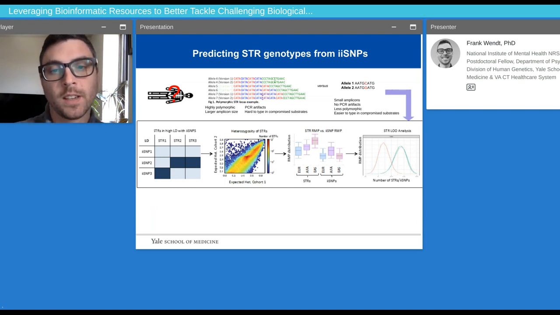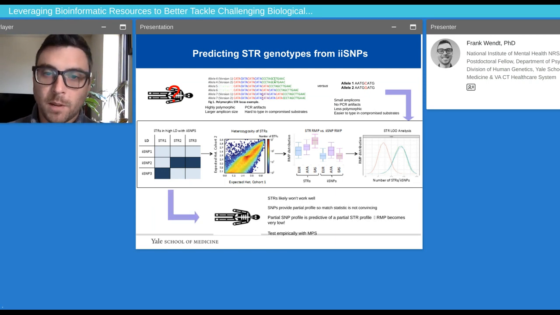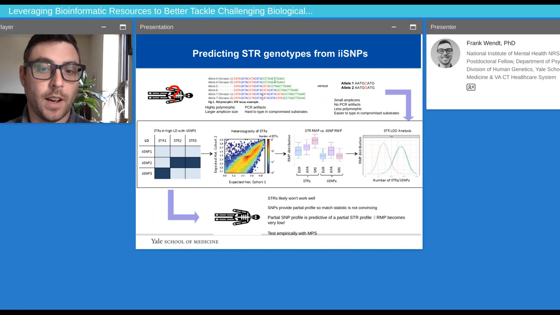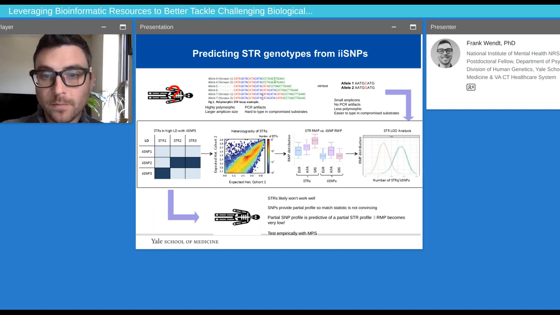genotypes. So to very quickly summarize why we're doing this, STRs likely won't work well in the context of compromised human remains. SNPs could work a little bit better. Partial SNP profiles may actually, in our study, be predictive of partial STR profiles, such that the random match probability could become a little bit better. And then ultimately, the long term here is to test whether or not what we're doing in the computer actually reflects what happens in real life.